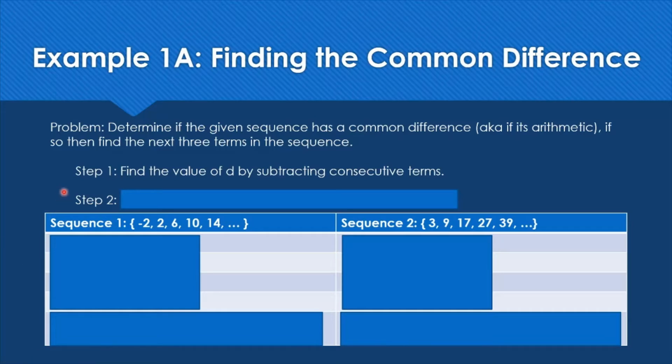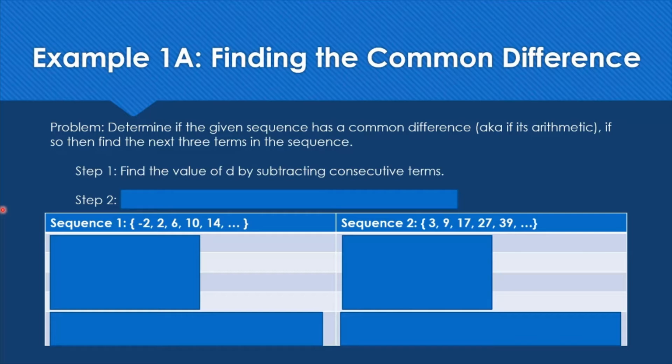If you see here, step 1, the first step in completing one of these, is to find the value of D, or the common difference, by subtracting consecutive terms. If you look down below, we have 2 sequences, sequence 1 and sequence 2. Sequence 1 is the numbers in order: -2, 2, 6, 10, 14, and then it has these 3 little dots at the end, which means that it just continues on for however long. This could technically have ended right here, but for our case, we'll say this keeps going on.